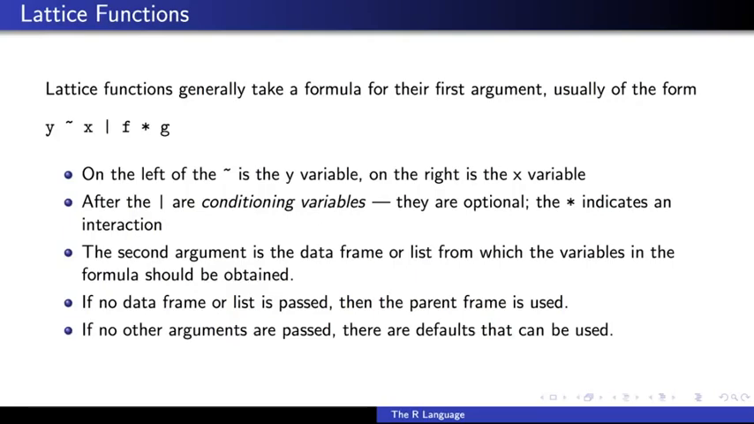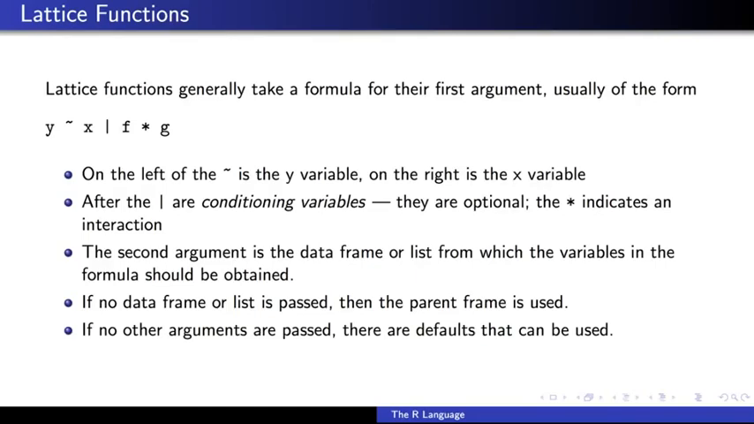And then the solidus, the vertical bar, represents conditioning on f and g. f and g are typically going to be factors. So here I've got two different factors that are interacting with each other. There won't always be two different factors; often there'll just be one. But the strength of the lattice functions is that you can plot conditional relationships, where you condition the relationship between x and y on a third factor variable.